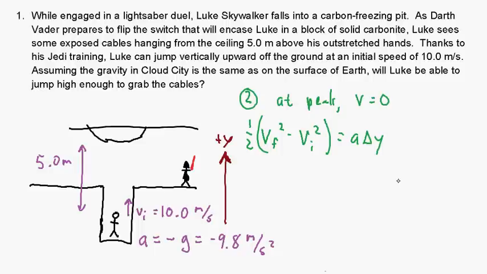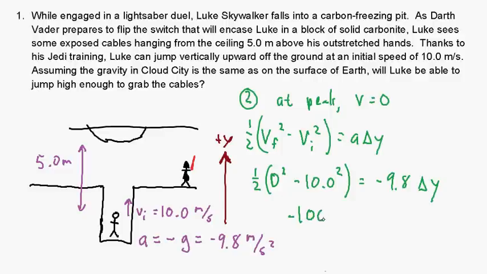So we don't know what Luke can jump to. Delta y is his maximum jumping height. We don't know that. We're going to figure it out and hope it's more than 5 meters so that Luke can survive. So 1/2 times, V final would be 0 squared minus 10.0 squared, the initial velocity there, equals, and acceleration is of course negative 9.8, and then delta y is his maximum jumping height. Maybe we can say h is his maximum jumping height and solve for that. Just substitute that in for y, whatever makes you happy.